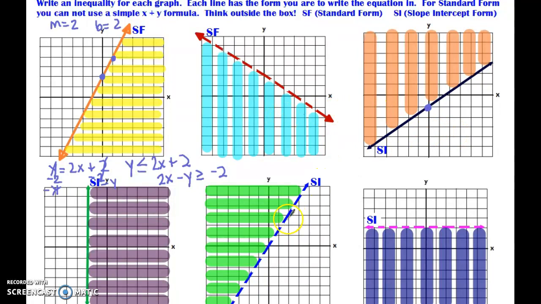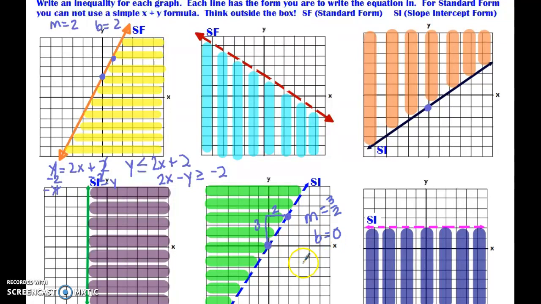So let's do another one in slope intercept form. So let's do this one down here. Okay, so this is my origin. My M is, well, that's my B. My B is going to be 0. My M is going to be right here. So we're going up 1, 2, 3, to the right 2. So 3 over 2.